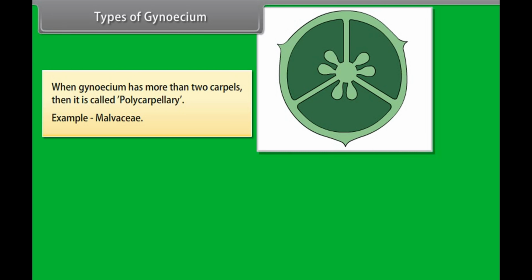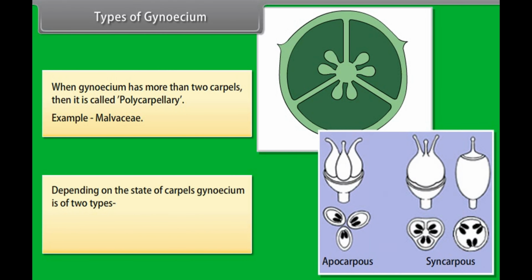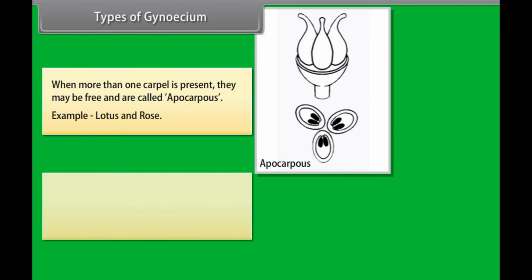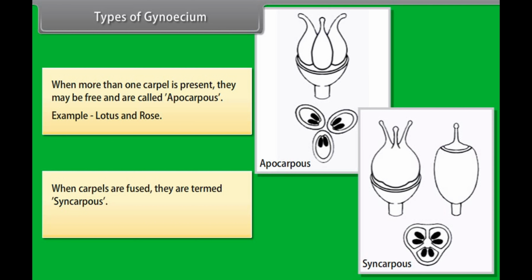Example, Malvaceae. Depending on the state of carpels, gynoecium is of two types: apocarpous, syncarpous. When more than one carpel is present, they may be free and are called apocarpous. Example, lotus and rose. When carpels are fused, they are termed syncarpous. Example, mustard and tomato. Placentation.